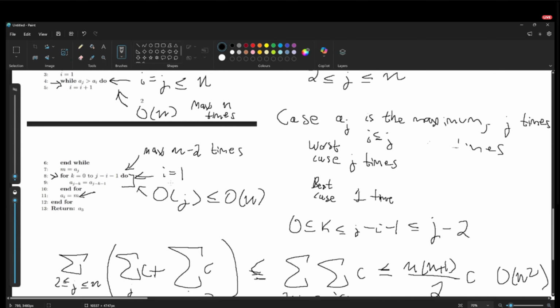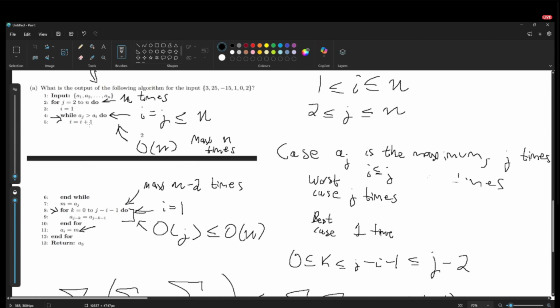And then you go on the inside. You have some constant operations like setting i to 1, but that while loop is bounded by j. Because j can be n, once j is n, it's going to do that n times or so, so it's already bounded by n. And then you have another constant operation, m equals a[j], and that for loop as well is bounded by j minus i minus 1.